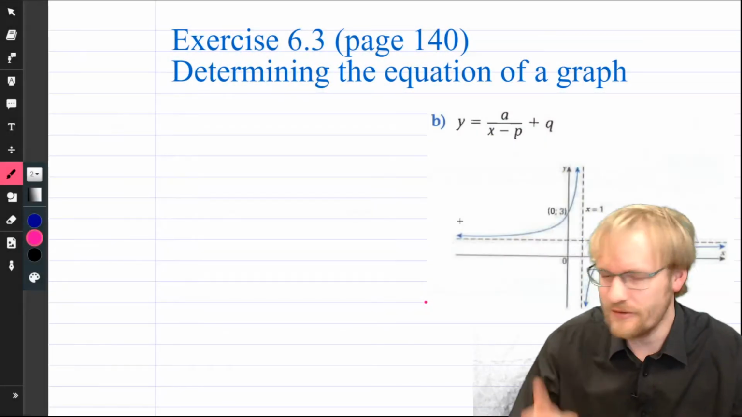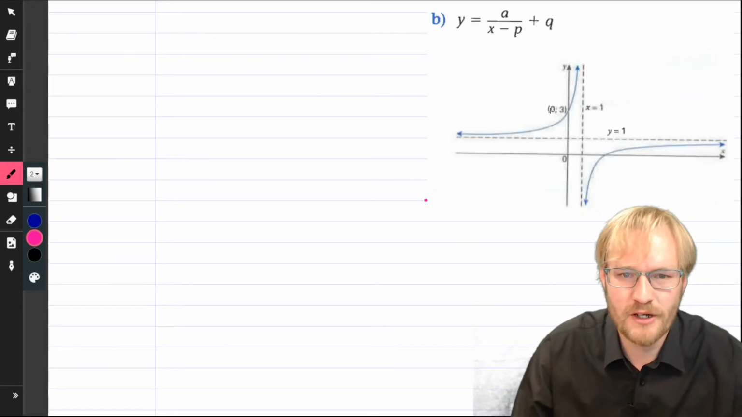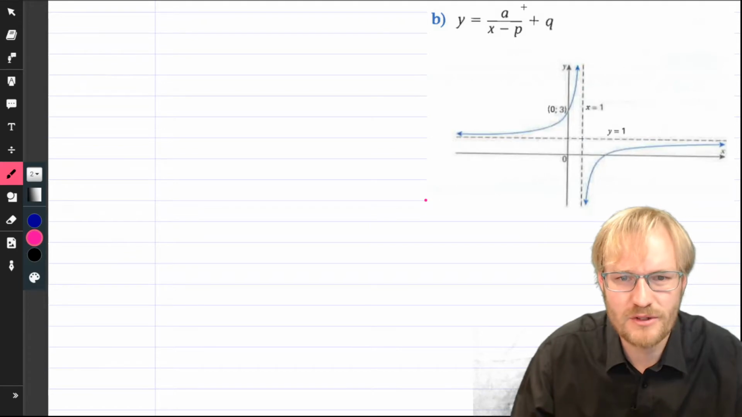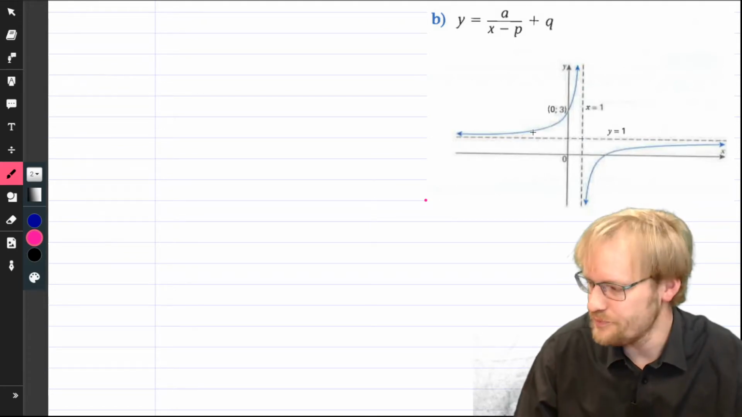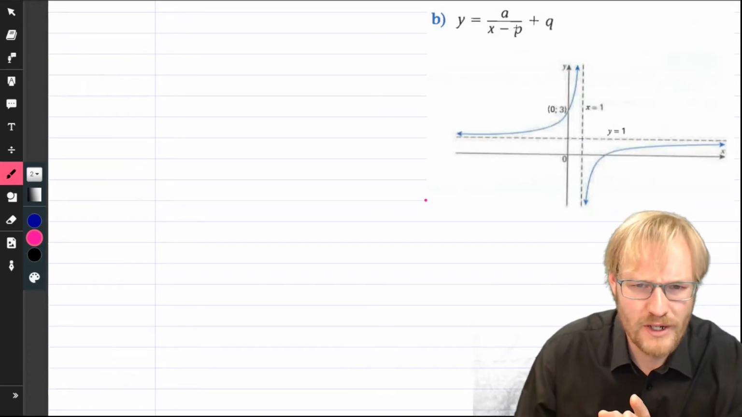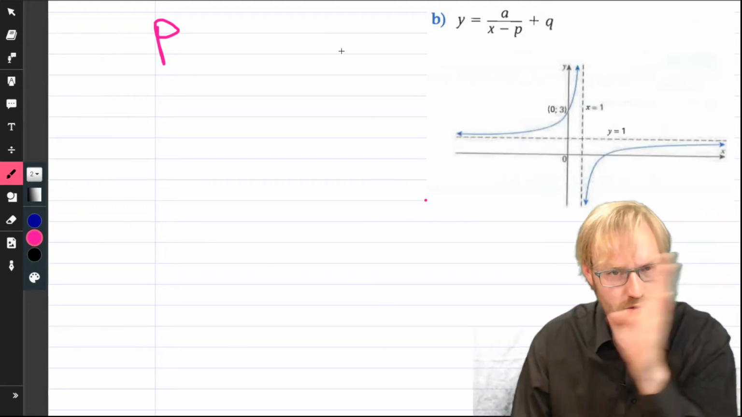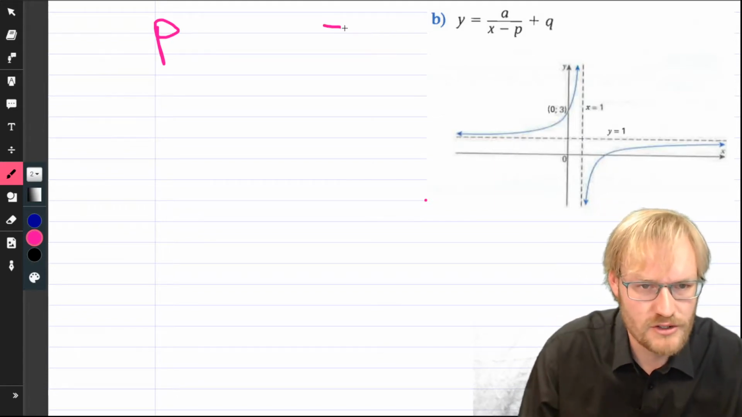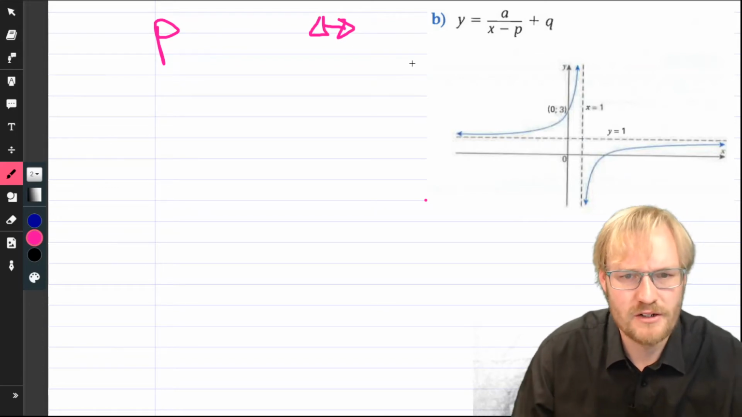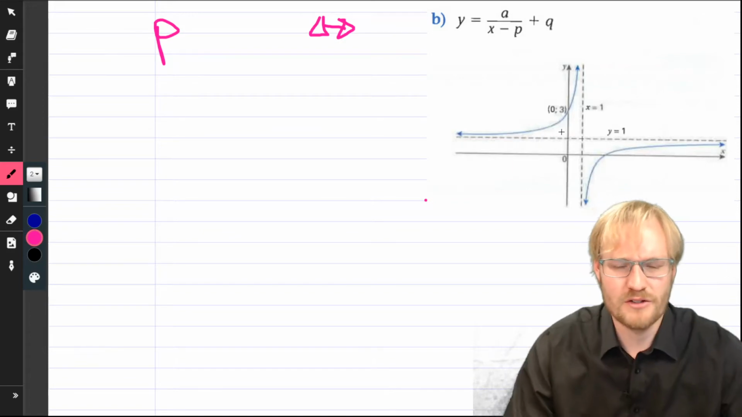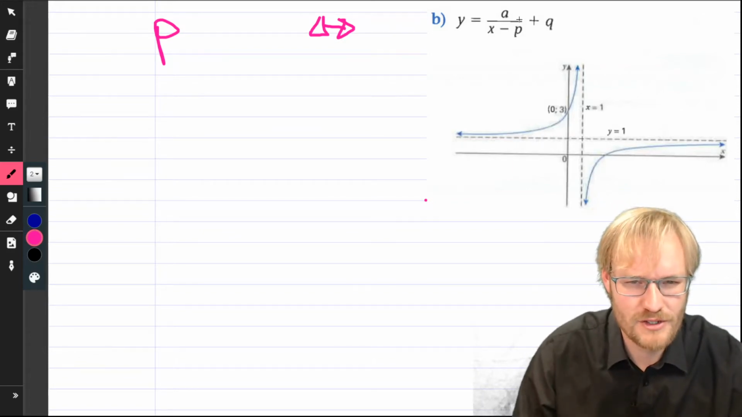So for this first one, we're given this hyperbola over here, and we know the general form of the equation, but they've told us y equals a over x minus p, plus q. Okay, so what did our p value relate to? Left and right shift, right? So this is to do with left and right. Well, what has this function done? Well, it's moved right by 1. So in other words, it's going to feel like the opposite. So this value here is going to feel like a minus 1.